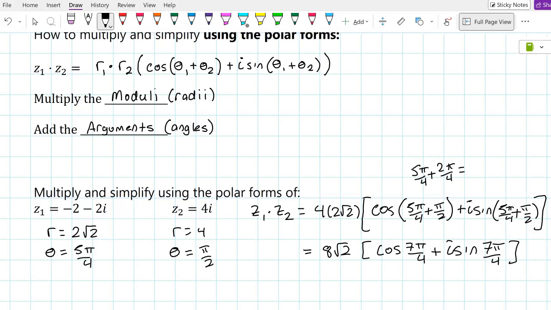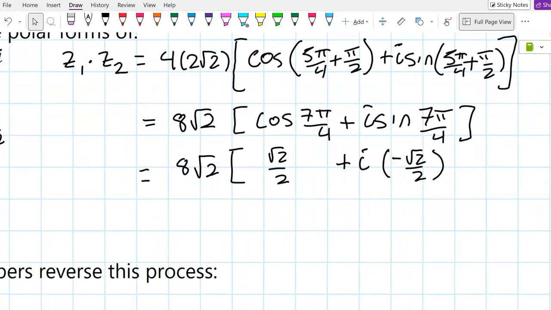But we could also translate this back into a plus bi form. And sometimes you'll see a problem that says multiply and give your answer in a plus bi. We just evaluate the trig. We evaluate cosine 7 pi over 4. That is root 2 over 2. And sine 7 pi over 4 is negative root 2 over 2. And then we can multiply this 8 root 2 in and see what we get. So 8 over 2 is 4, but then 2 times 2 is 2, so this is just going to be 8.